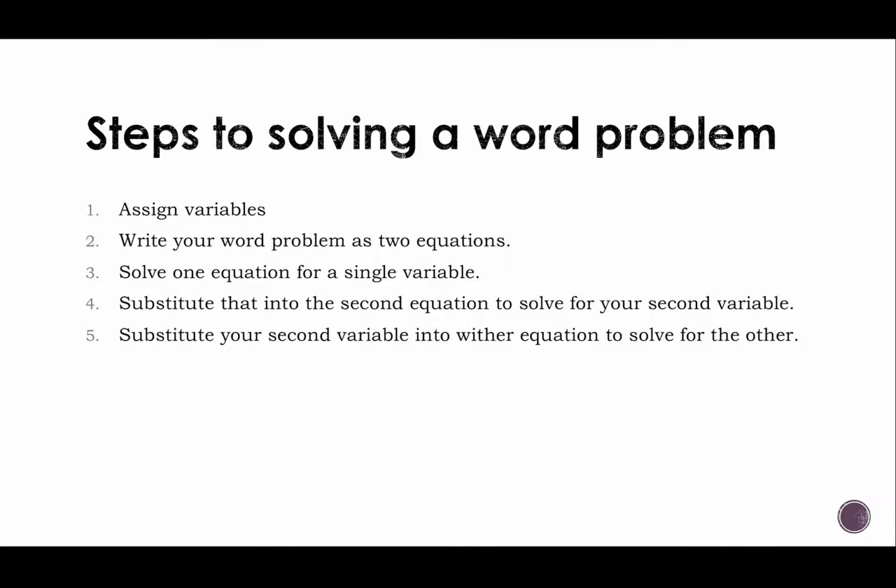First you need to assign variables, and you're going to write your word problem as two equations. You then need to solve one equation for a single variable, substitute that into the second equation to solve for your second variable, and then substitute your second variable into either equation in order to solve for the other. So let's work through, we're going to do 3 examples.